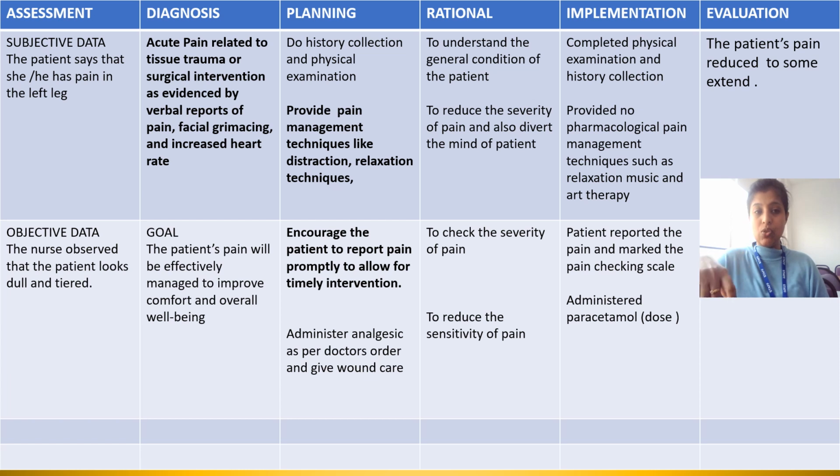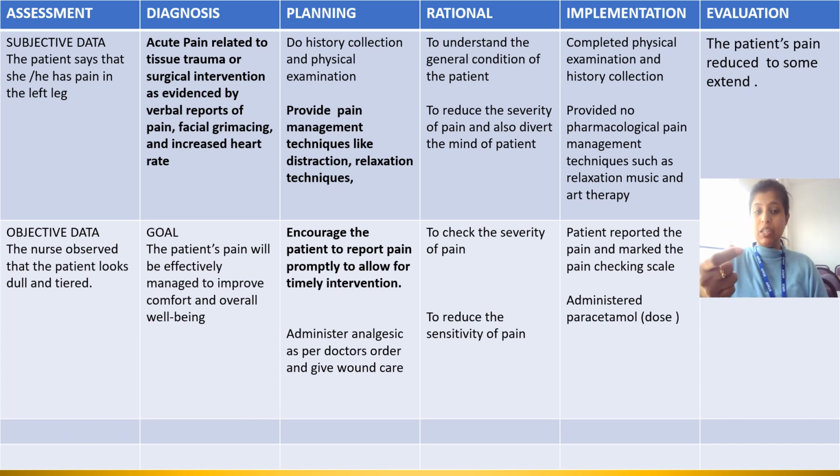Then diagnosis, the same diagnosis you can repeat here: acute pain related to tissue trauma or surgical intervention, as evidenced by verbal reports of pain, facial grimacing, and increased heart rate. Guys, no need of writing all these things. Depending upon the condition of your patient, you have to say. Might be there is a normal heart rate, which means no need to specify increased heart rate.